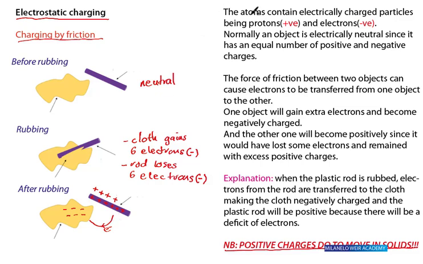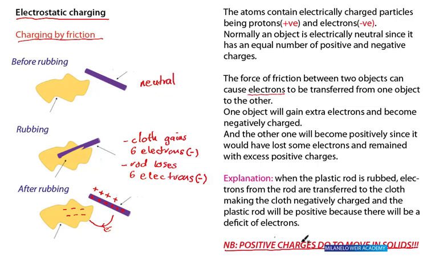So the atoms contain electrically charged particles, being protons positive and electrons negative. Normally an object is electrically neutral since it has an equal number of positive and negative charges. The force of friction between two objects can cause electrons to be transferred from one object to another. Cause what? Electrons. Guys, underline this statement.